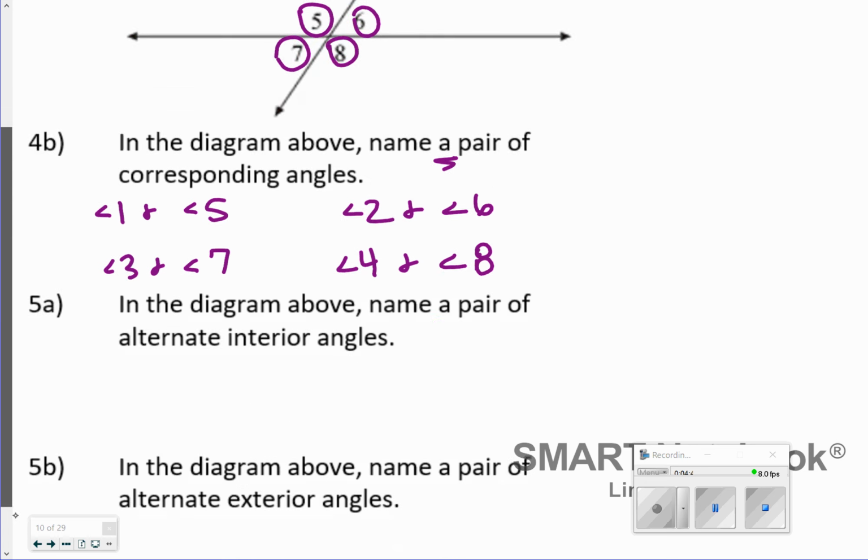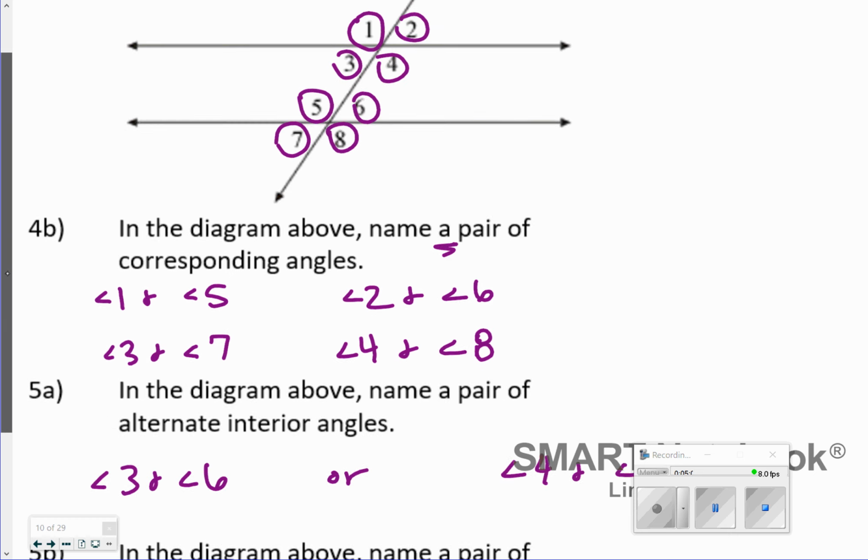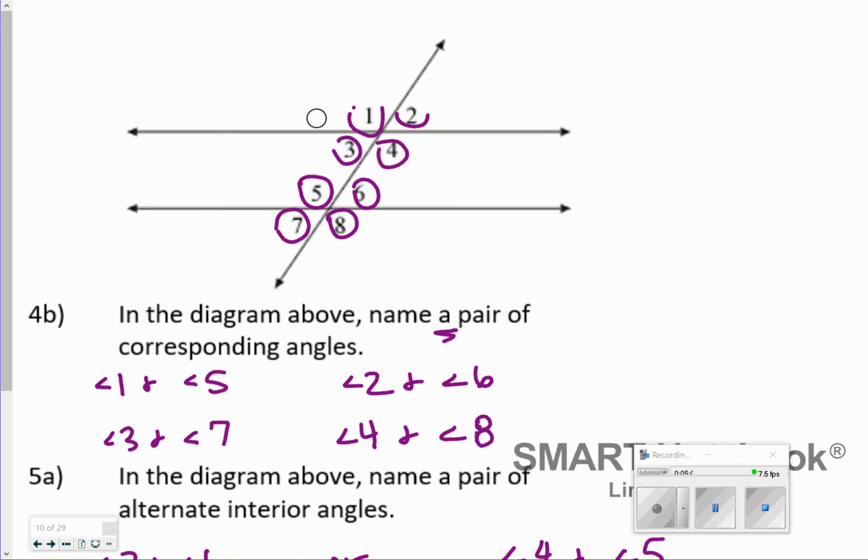For 5A, it talks about alternate interior. That just means on the inside, but alternating. So your two options, you could have angle 3 and angle 6, or you could have angle 4 and angle 5. If you look back up here, you see where 3 and 6 are located. 3 and 6 are located on the inside, alternating. Same thing with 4 and 5.